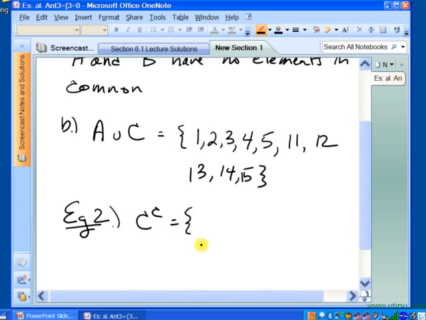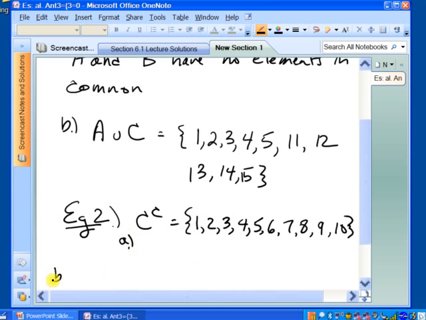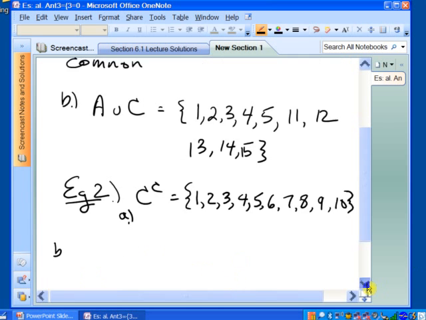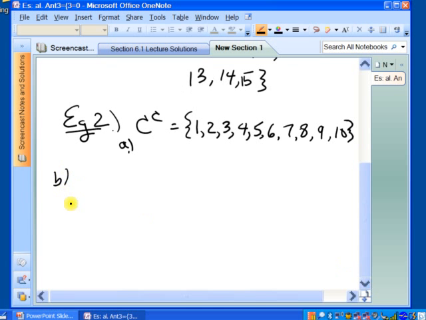So we want C complement here. Remember that C was those whole numbers 11 through 15. So we want everything that's not that. So that would be what? 1, 2, 3, 4, 5, 6. So really just the whole numbers from 1 to 10. That would be the complement of C.